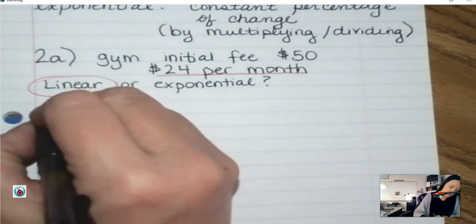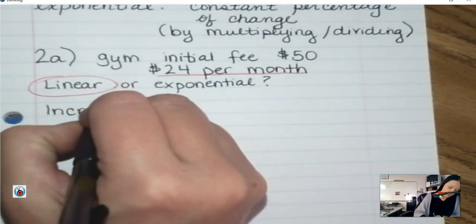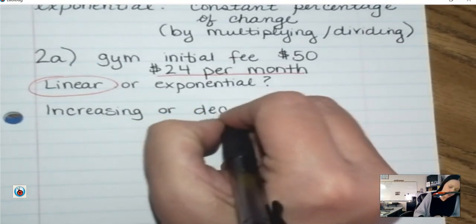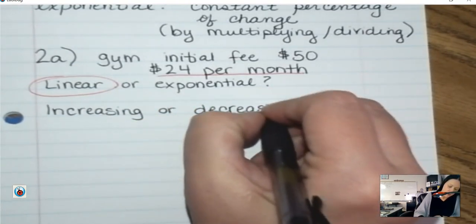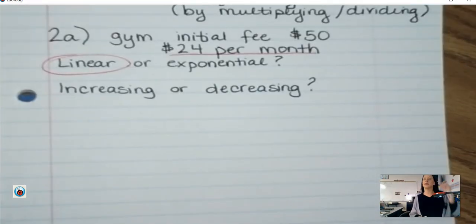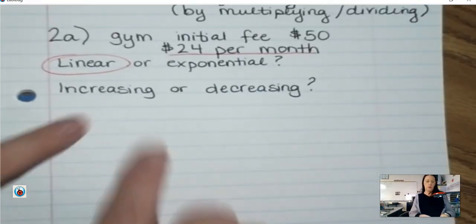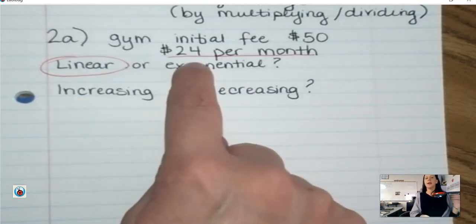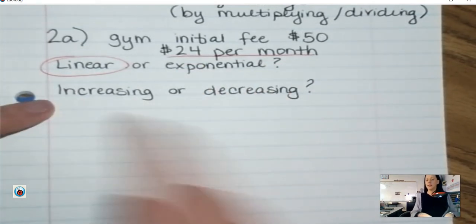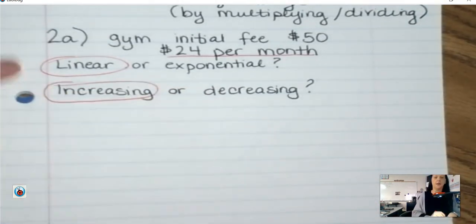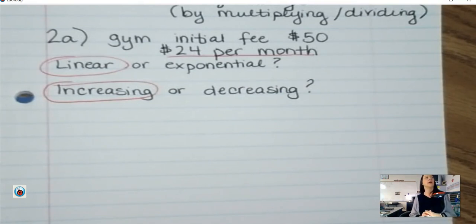Then I want to know if it's increasing or decreasing. I thought this would be something easy, but I've noticed when you have word problems, some of you are missing the ones where it said depreciation. I had a lot of people that aren't understanding that that's decreasing. So I want to know, is it going up each month or down each month? If you're paying another $24 each month, that's increasing. You're adding each month another $24 to that bill that you've had to pay over the year.